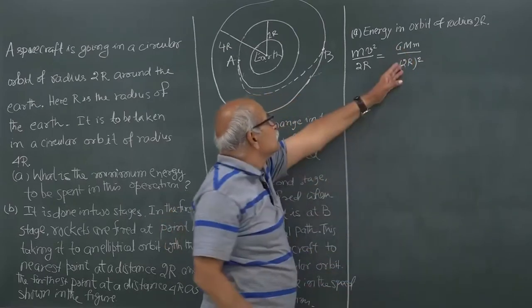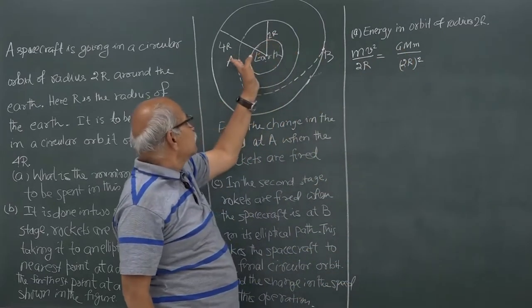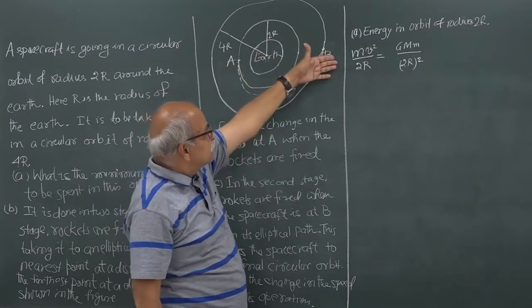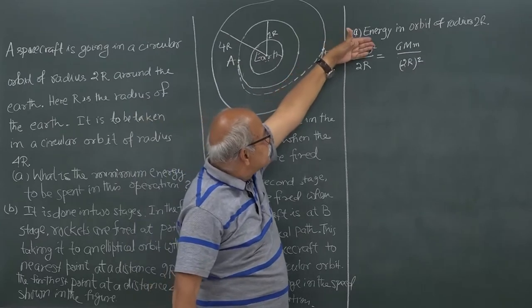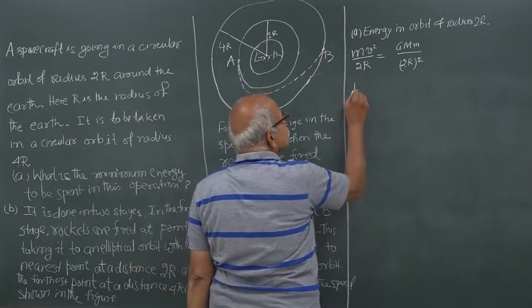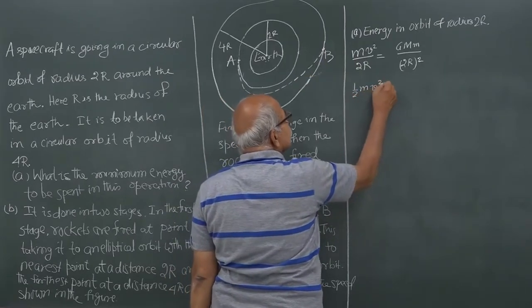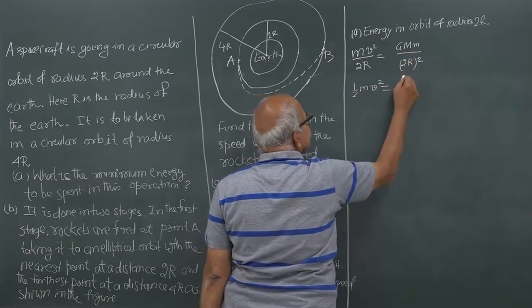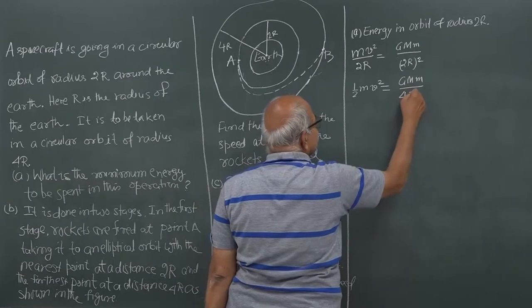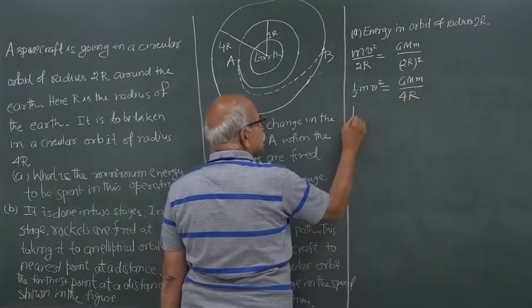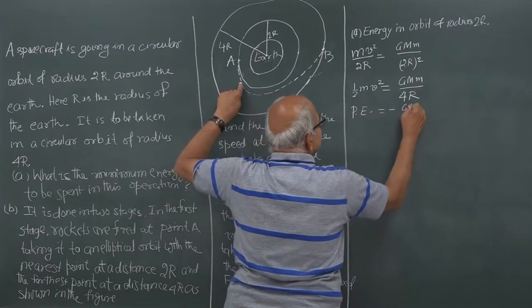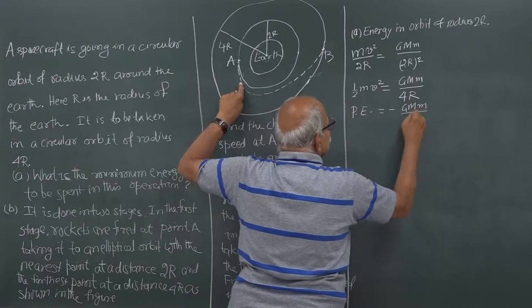Okay, so this is the force on this spacecraft towards the center, and that force should be equal to mass times acceleration. So here is the mass and here is the acceleration, v square divided by the radius of the orbit. And so half m v square is equal to G M m by 4r. So that is the kinetic energy, and the potential energy here is minus G M m divided by 2r.